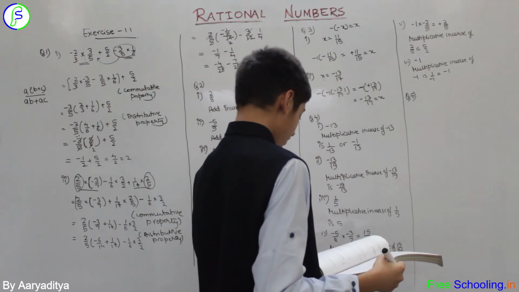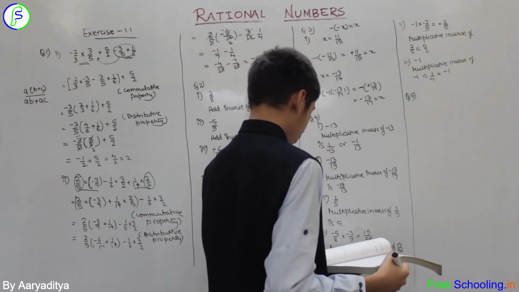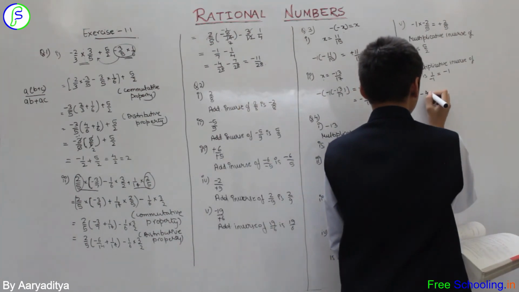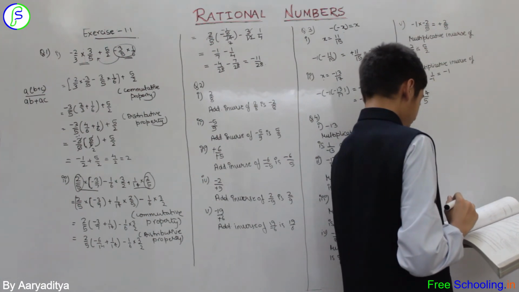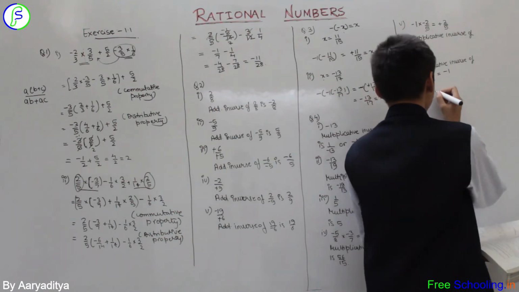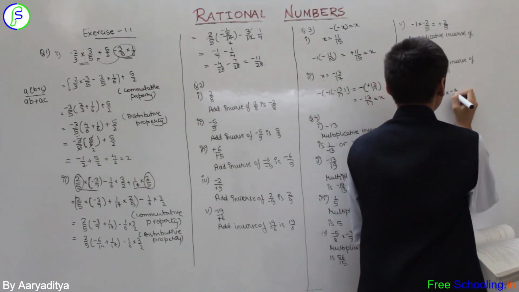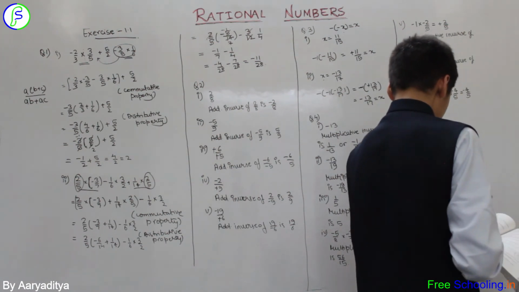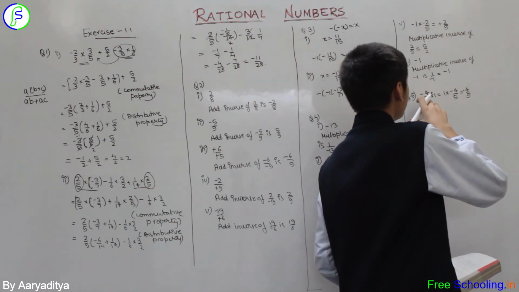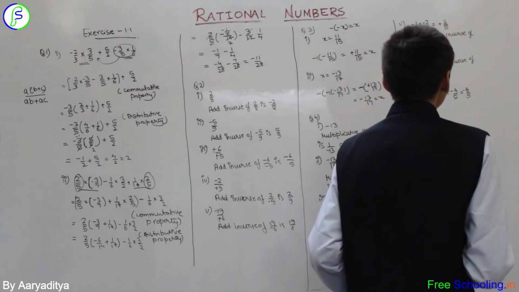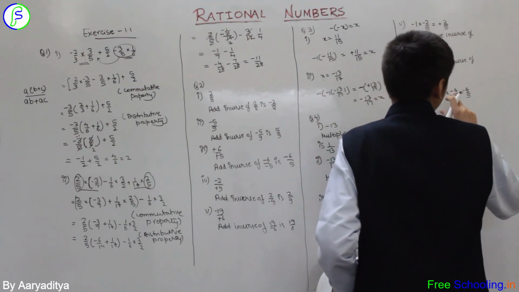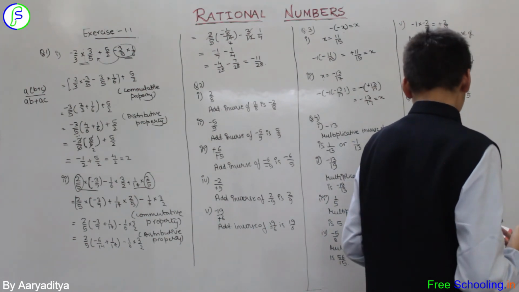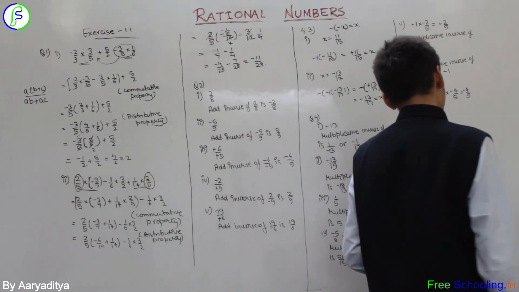In the fifth question we have: name the property under multiplication used in each of the following. In the first, we see minus 4 by 5, let me write this one for you, minus 4 by 5 into 1 is equal to 1 into minus 4 by 5, that is minus 4 by 5. So in this part we are multiplying 1 with minus 4 by 5, and due to the commutative property we can also write that as 1 into minus 4 by 5, and here we can see that we are having minus 4 by 5 as the answer.